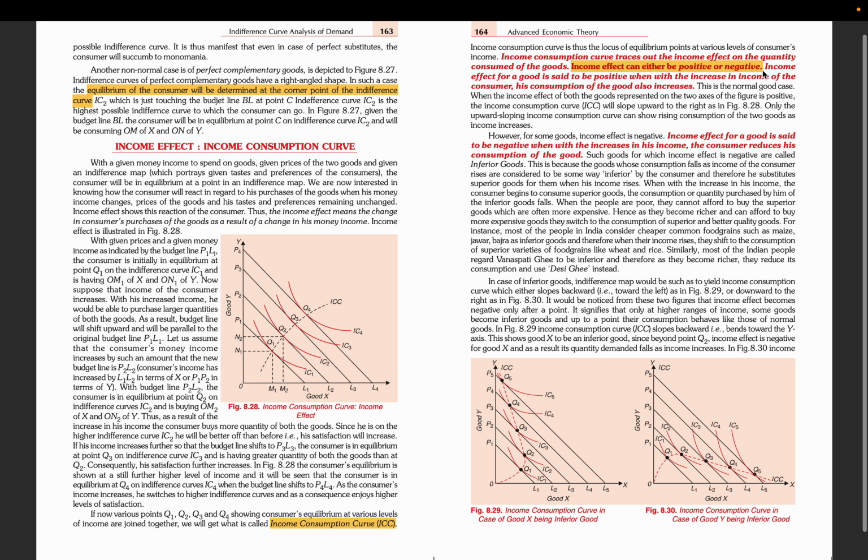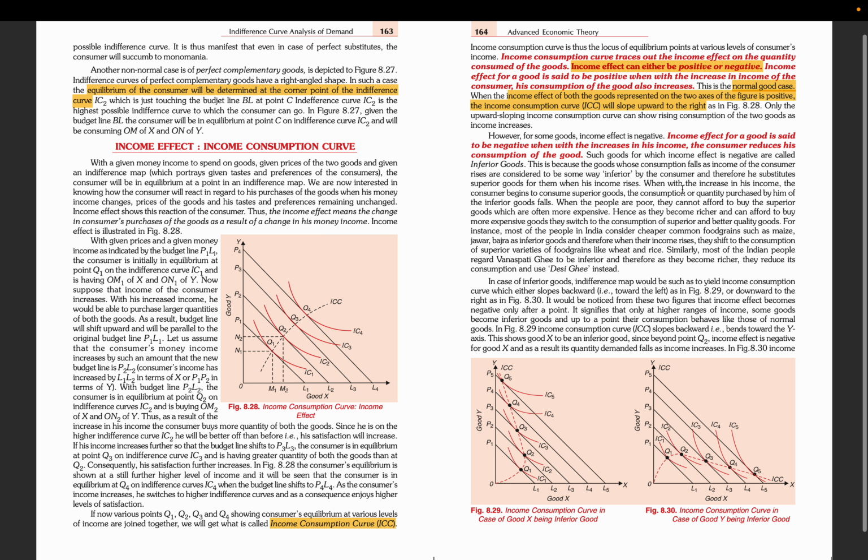This is the normal goods case, when the income effect of both the goods presented in the two axes of the figure is positive. The income consumption curve will slope upwards to the right. Okay, if the income effect of both goods represented in the two axes is positive, the ICC is going to slope upwards and to the right, like this. This is a normal goods case, by the way. Only the upward sloping income consumption curves can show rising consumption of two goods as income increases.